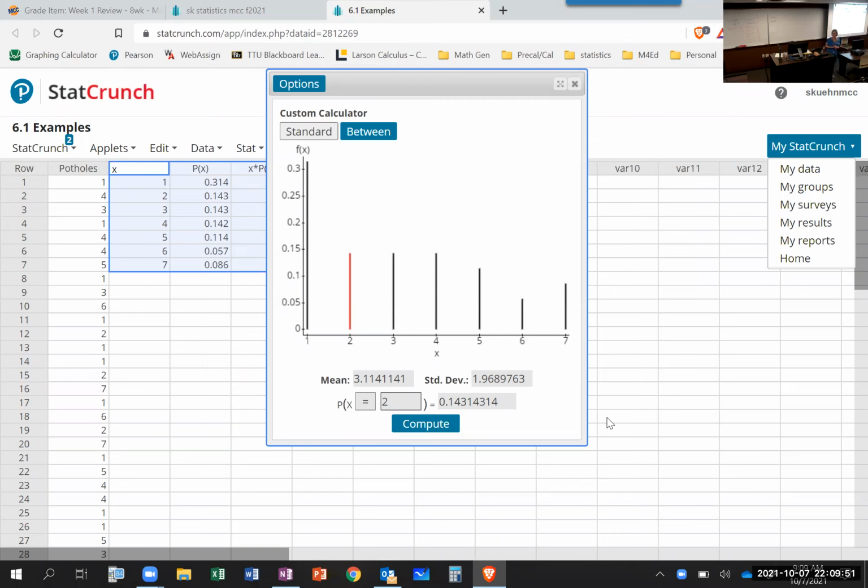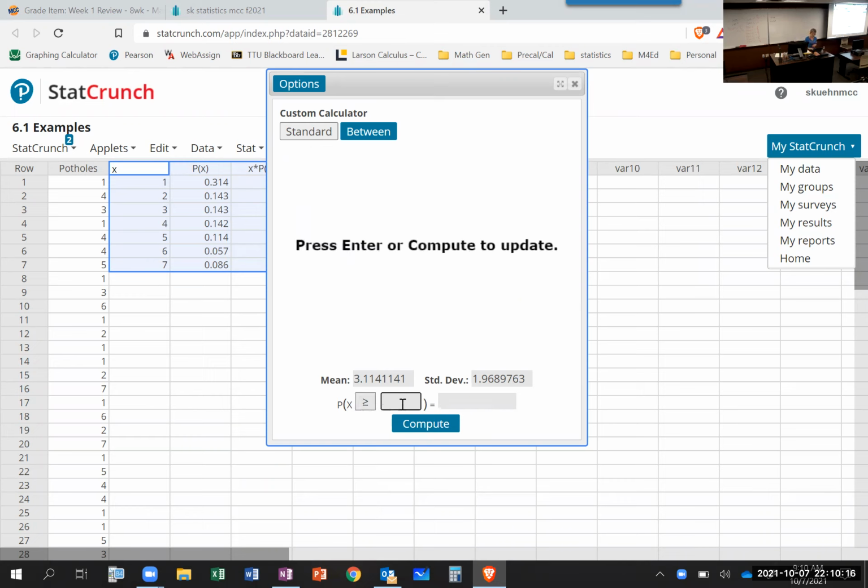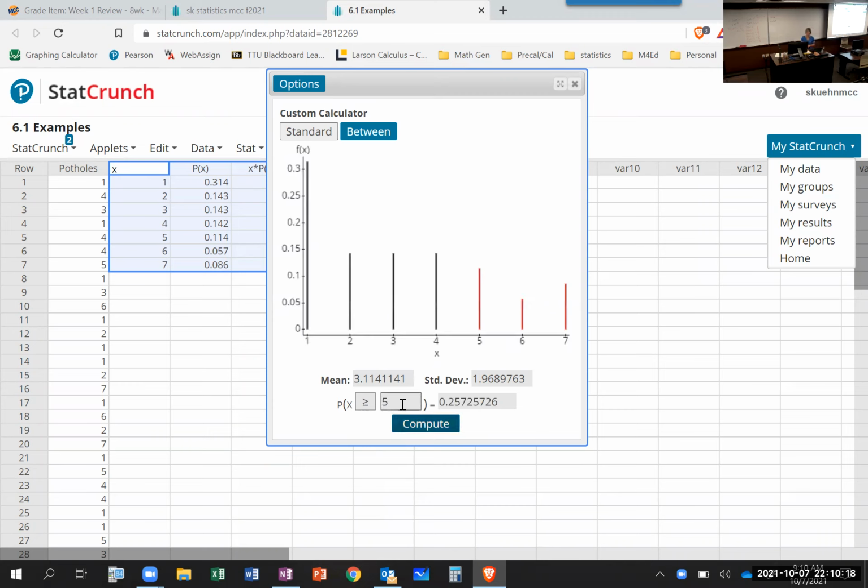So we've got our probability equal to 2. What was the next question that we had? I'm going to select this and choose the inequality symbol for greater than or equal to. Greater than opens up towards the variable. Change my 5, hit compute. We should get the same number, 0.257. So it's a calculator, it's doing it for us, but we've walked through the process, and we can also do it by hand should we need.